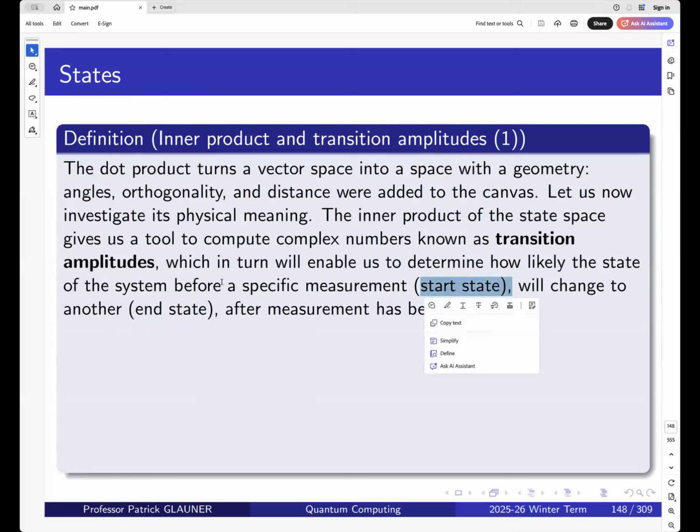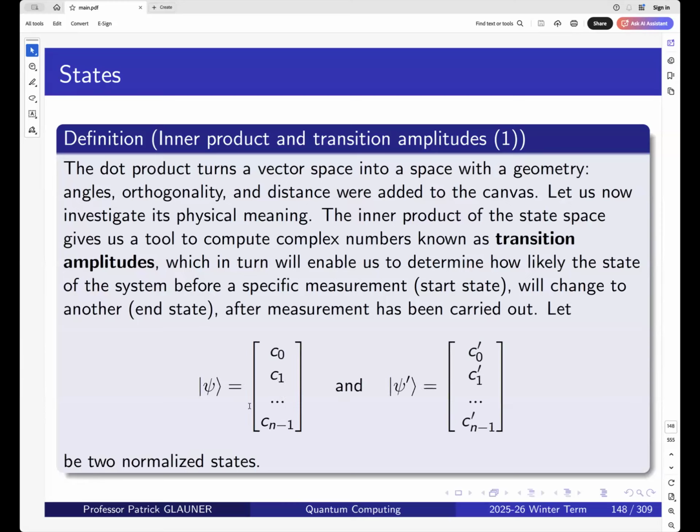So we start with a start state and then have an end state, and we want to know the transition amplitude of how likely this will happen, to get from the start to the end state, and to observe this after the measurement has been carried out.